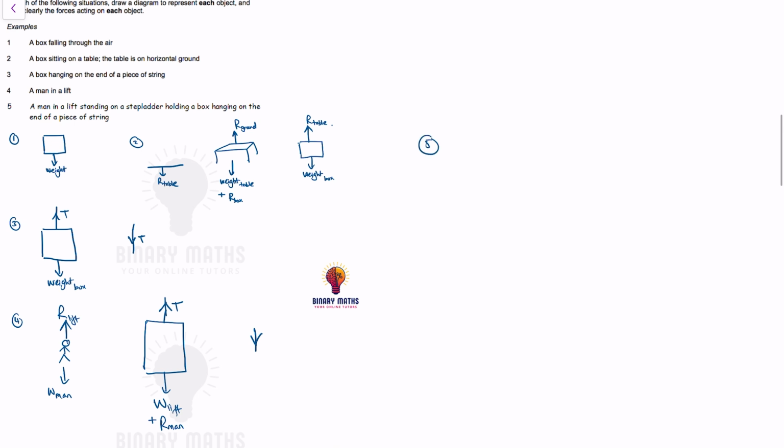Okay, 5 is a man in a lift standing on a step ladder holding a box, on the end of a piece of string. So we've got a box at the end of a string first. Box with a string. The man who is holding the string, who is standing on a step ladder, which is on a lift, which is held by a string.